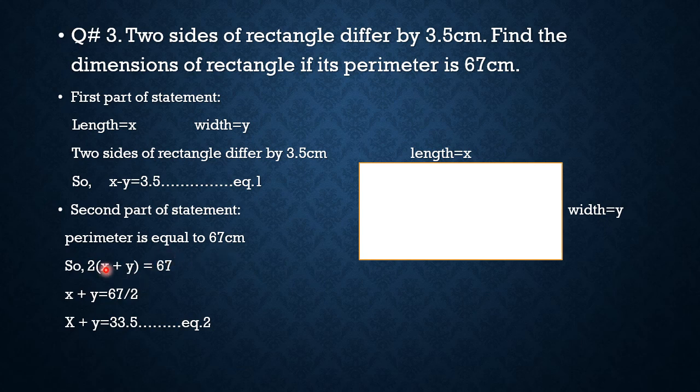The second part of the statement is perimeter is equal to 67 centimeter. So you know the formula: perimeter is 2 into (length plus width), equal to 67 centimeter. 2 will be divided into 67. 67 divided by 2 equals 33.5. So this is equation number 2.